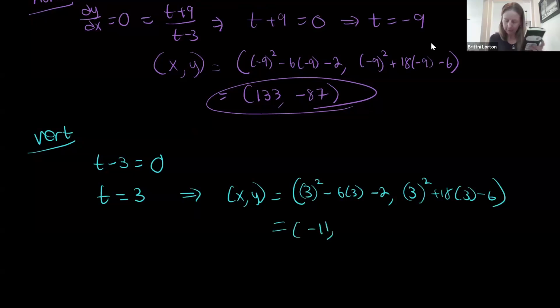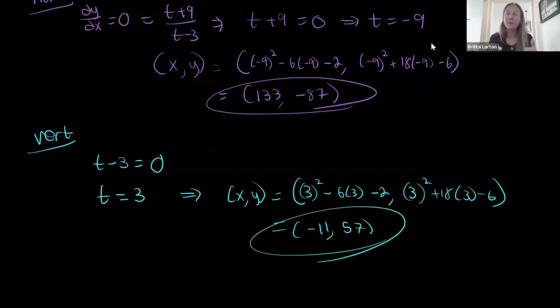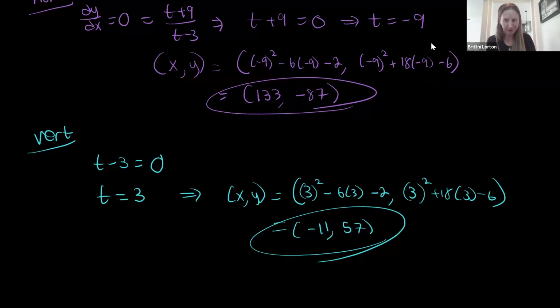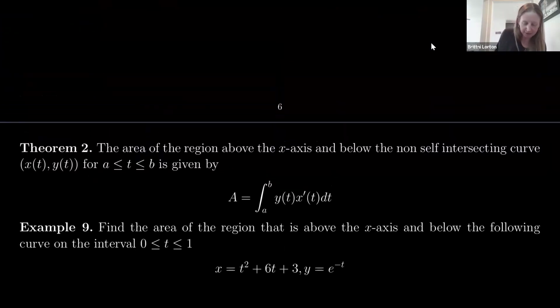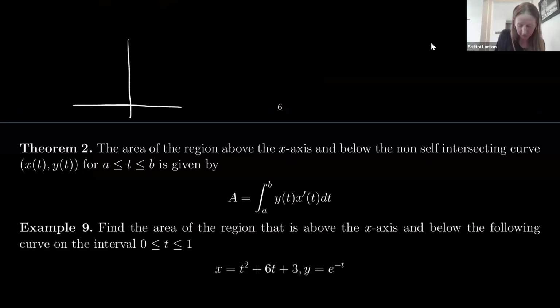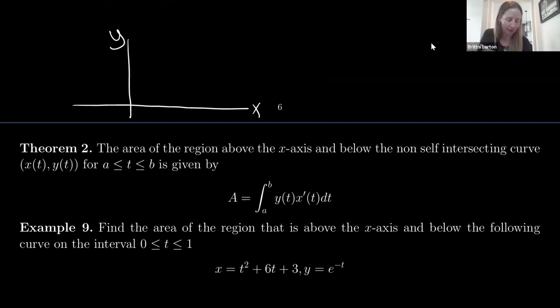I got negative 11 and 57. So those are going to be the points on this parametrically defined curve that have either that horizontal or vertical tangent line. All right, a couple more things for the calculus. So the next one would be to find the area of a region for the parametrically defined surface or curve, sorry. So what I want to do is just draw a quick graphic, quick example here.